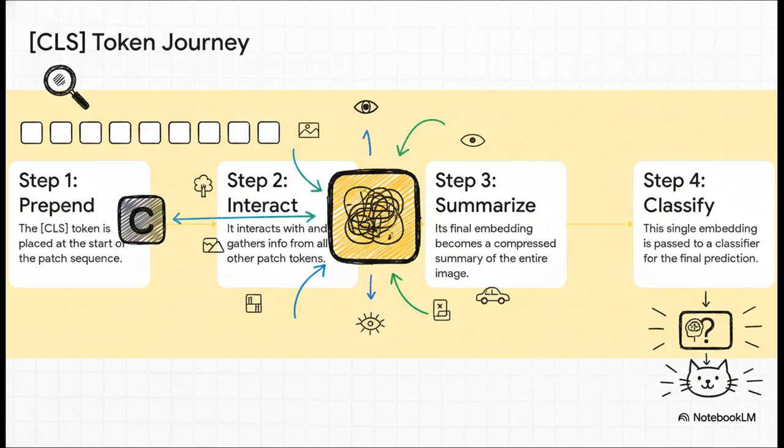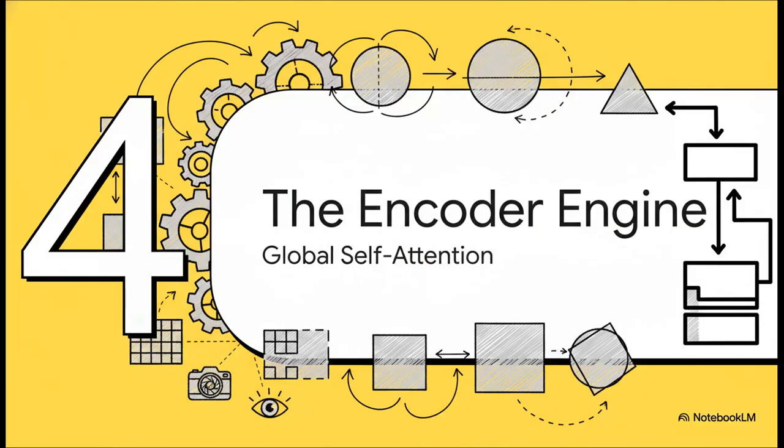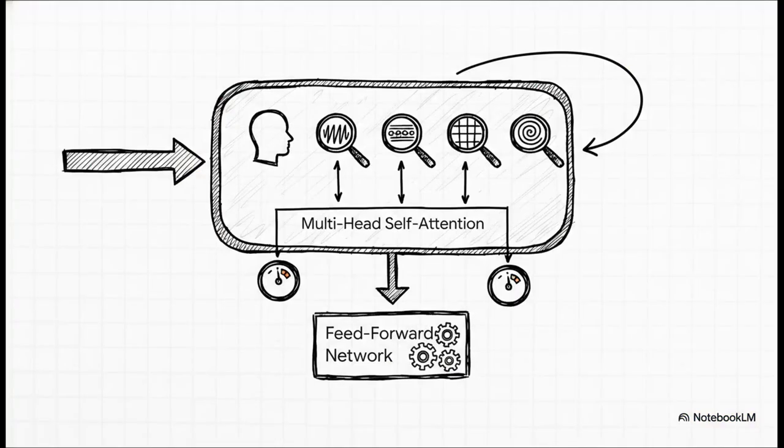Simple and effective. So all of this interaction, this information gathering, this summarizing, it all happens inside the main engine of the ViT. And that engine is the transformer encoder. This is the powerhouse that was basically lifted straight out of the famous "Attention Is All You Need" paper that changed the world of language processing forever. The heart of this engine is multi-head self-attention. That's the mechanism that lets every patch look at every other patch. The multi-head part just means it's doing this in parallel, multiple times.